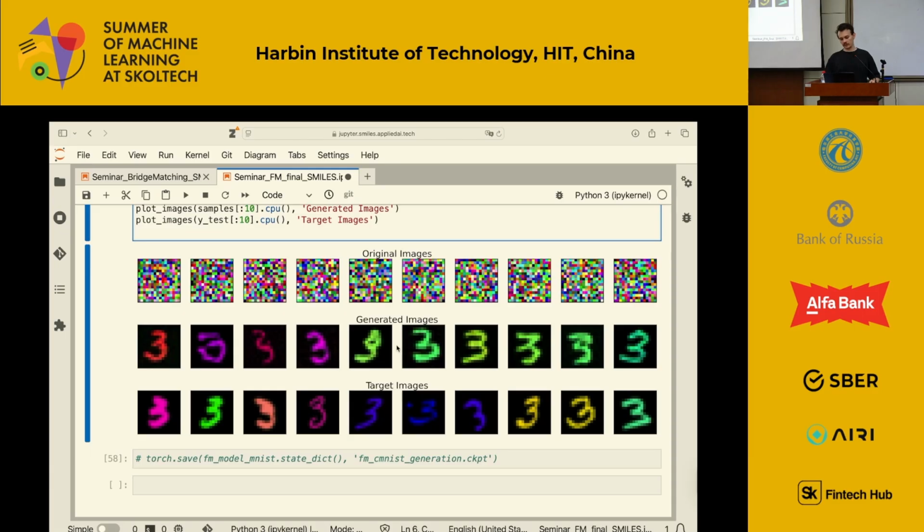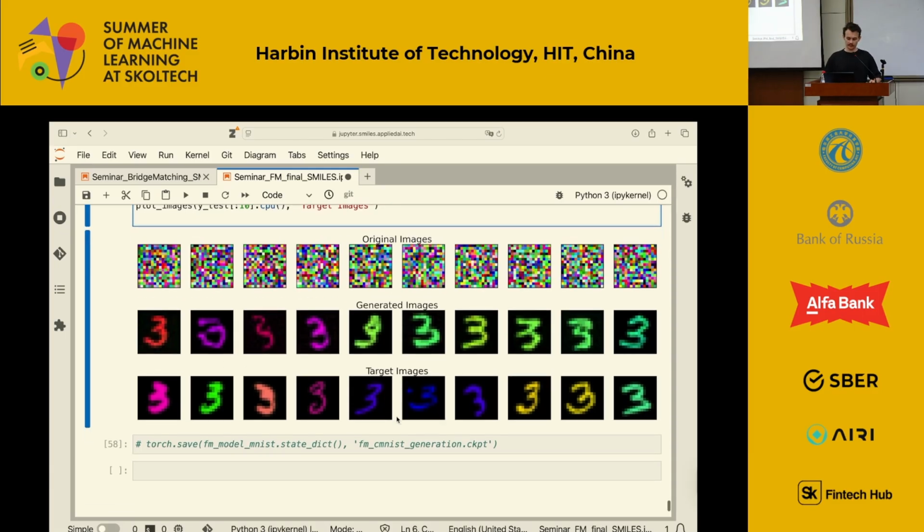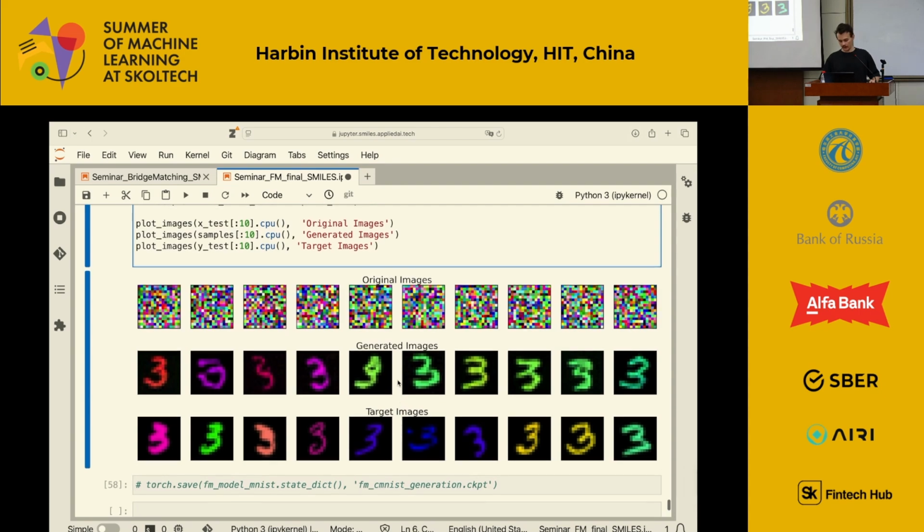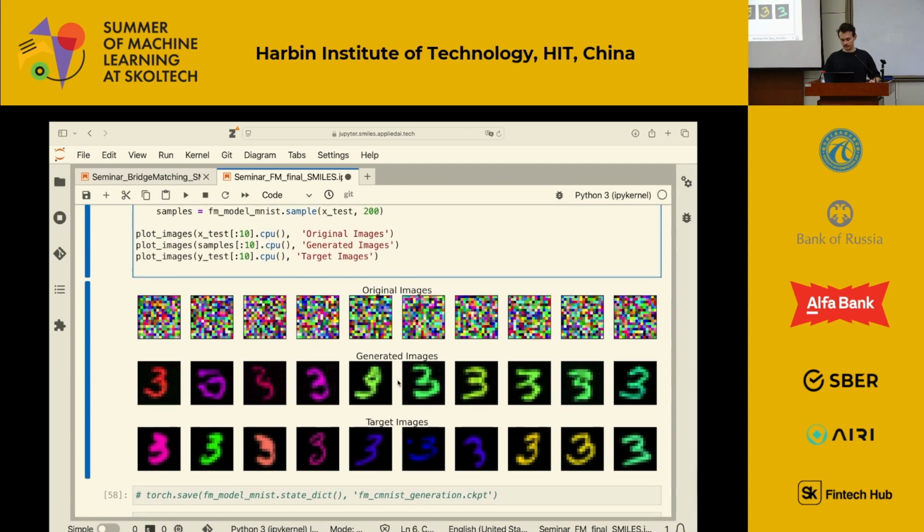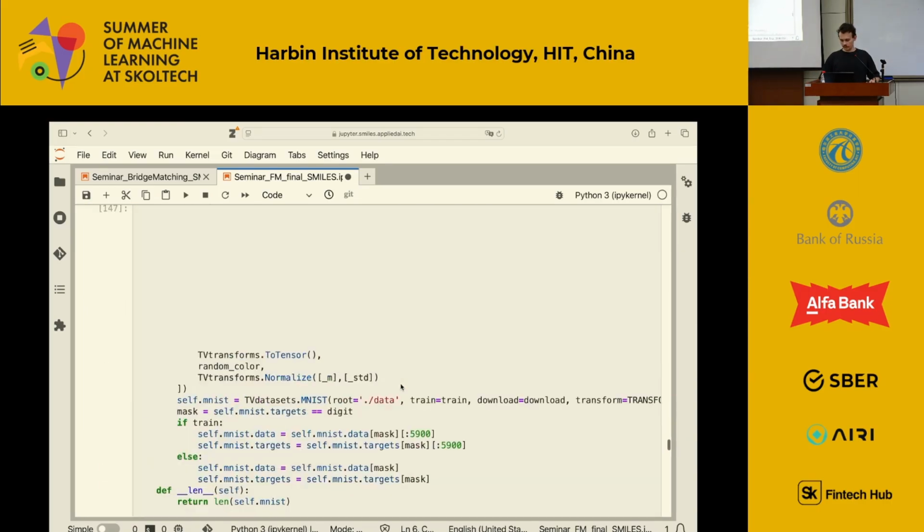They all have distinct colors, and yeah, this is okay. As you can see, flow matching is also great on real problems, real image generation problems, and well, I believe that's it. So to recap what we have done here.